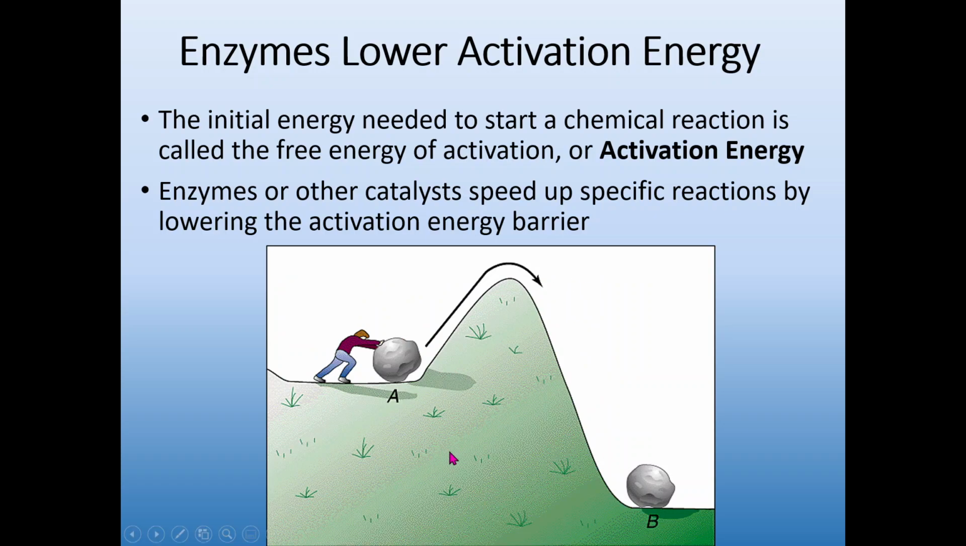Another way to think about this, just another way to illustrate this, if we want to roll a rock downhill, we just have to get it over this little hill that's in the way. So we spend a little bit of energy to get it over this hill. Once it reaches the top of that hill, it will roll down just fine. That process will happen. So we just have to put in a little bit of energy to get it over that hump. And the enzymes make that hill just a little bit shorter.